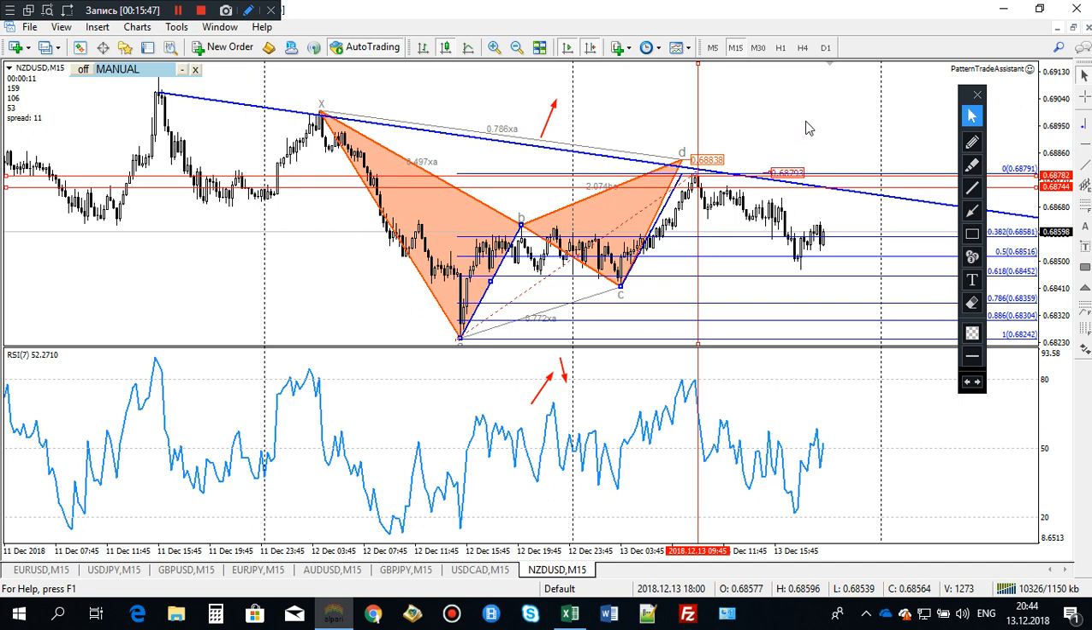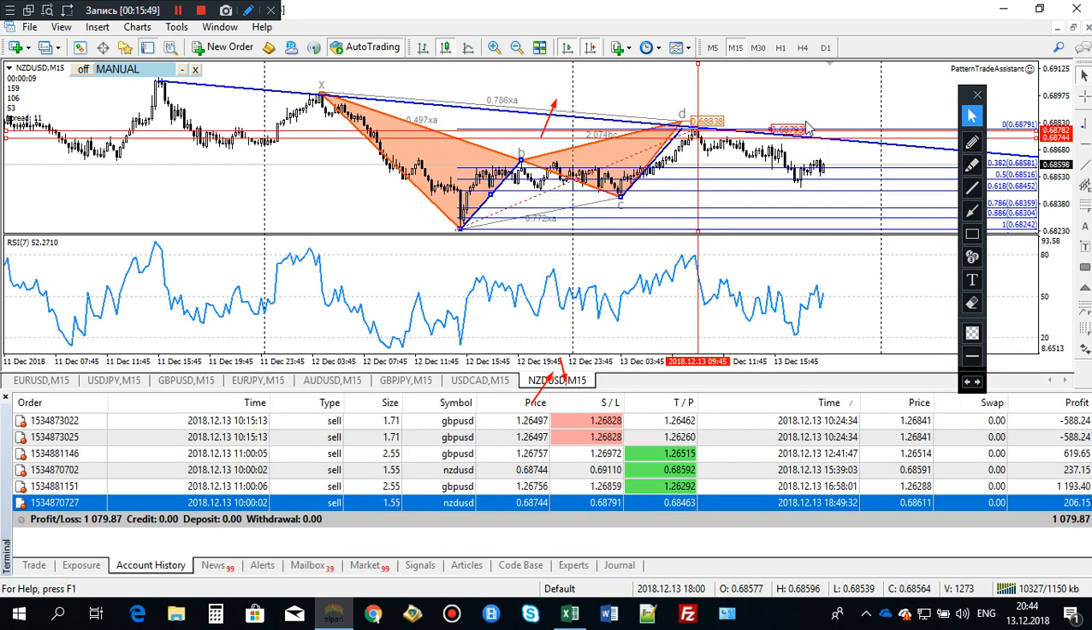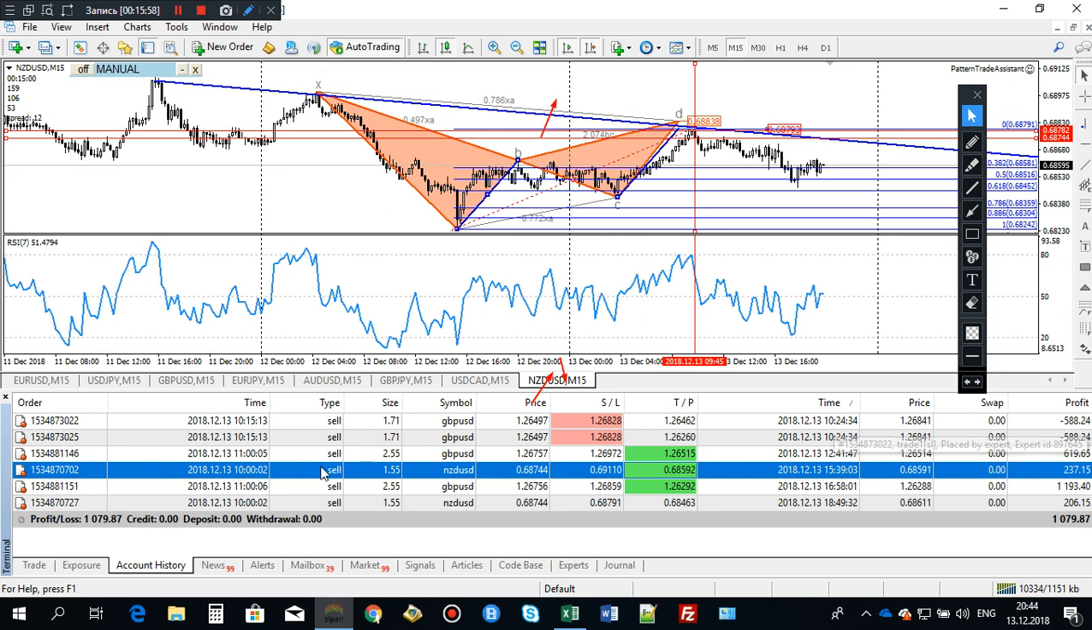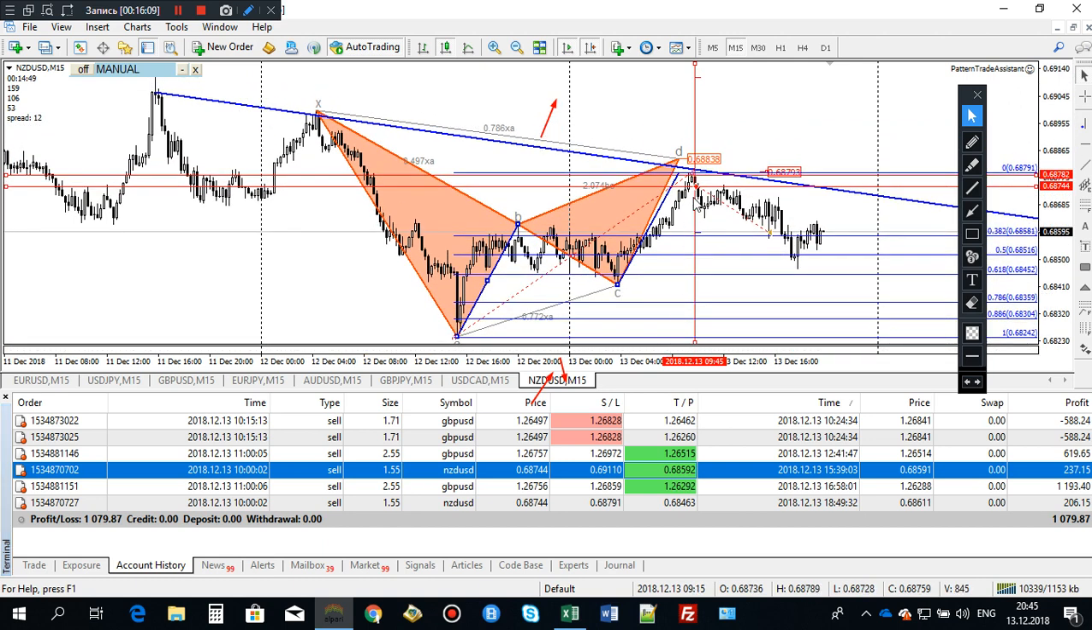So this was a result, and let me show these trades here today. The first one is 1024. It was closed at 1024. It was opened at 10 New Zealand dollar. So this one is the first trade, and you see the arrows pointing from here to here. This is a sell, 1.55 lots New Zealand dollar at 68.74.4, and this one is take profit.